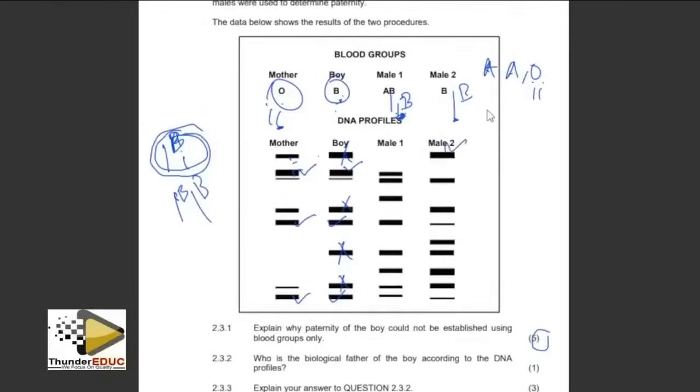Okay, this one, yes, it matches. You see, this one, yes, it matches. You see, this one is matching with this. This one is matching this. That's why we say that individual 2 is the father, male 2 is the father of the boy, because the remaining bands of the boy have matched with male 2. All right.